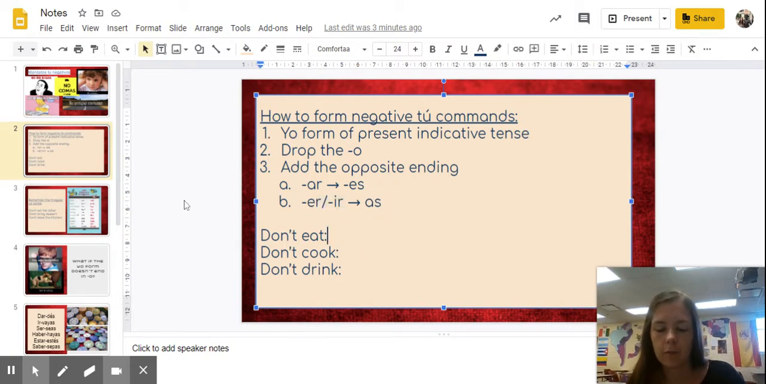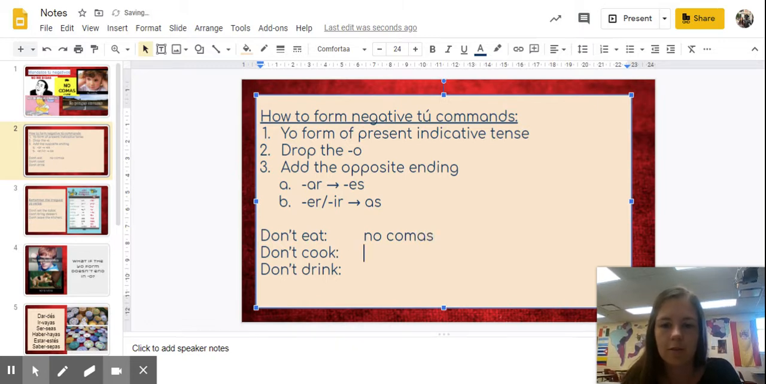So for instance, with our food unit, if I'm telling someone not to eat, don't eat, it would be no. My verb for to eat is comer. My yo form is como. Step 2 is drop the O, so get rid of the O. And now I'm going to add my opposite ending. Comer is an ER verb, so it's going to be no comas for don't eat.